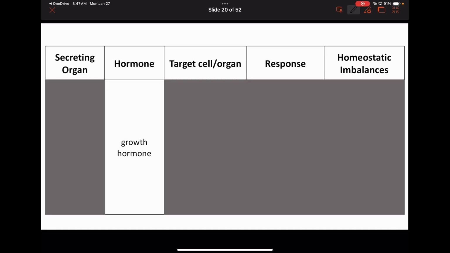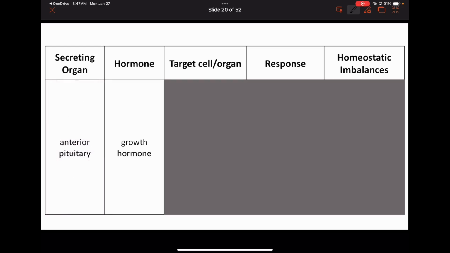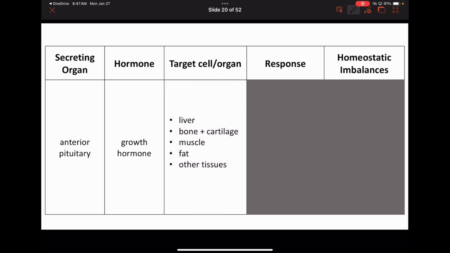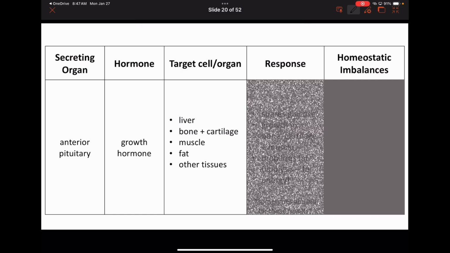Okay, so growth hormone is next. The secreting organ here is the anterior pituitary. It releases the growth hormone. The target cells or organs, there's going to be a few of them here, include our liver, our bone and cartilage, our muscle, fat, and then other tissues as well. Okay, but we're going to focus more on those four, but growth hormone has lots of different effects all over the body. Now the responses for each.